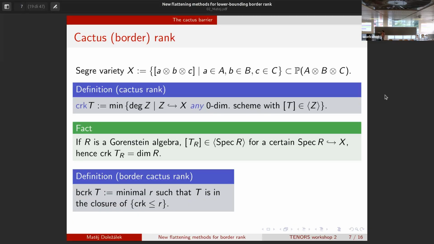And similar to usual rank and border rank, I define a border version by allowing closure. And so the behavior that we get in general is that there is this square of inequalities, but in general it might be hard to compare these opposite vertices, the border rank and cactus rank. But intuitively, what you should be thinking is that cactus rank is usually pretty small compared to border rank. X is the Segre. Sorry, I'm abusing notation a bit. I'm imagining that for my structure tensor, A and B are R dual and C is R.